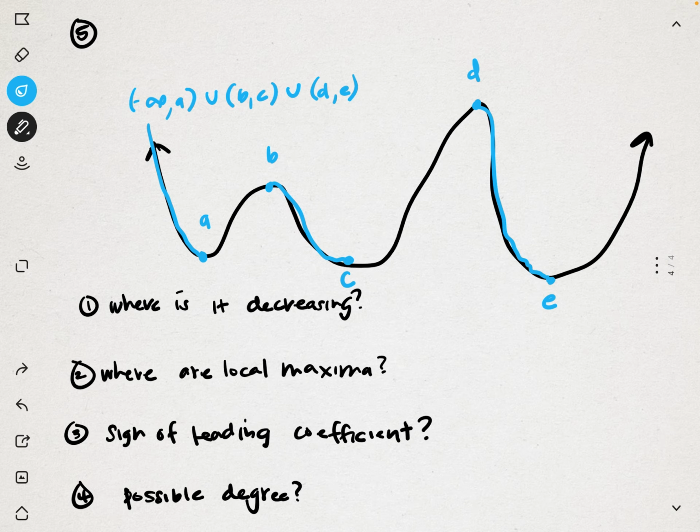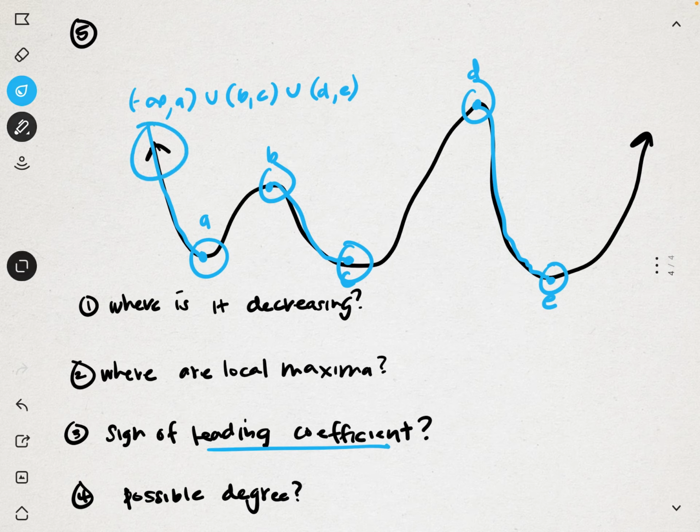Okay, where are local maxima? So any place we have the top of a hill or bottom of a valley, we call those local extrema. So we just list all these points, A, B, C, D, and E. What is the sign of the leading coefficient? So remember, the leading coefficient tells us about our end behavior, right? So we know about this because it's up and up. Not only do we have an even degree, but also that it's positive. So the sign of the leading coefficient is positive.